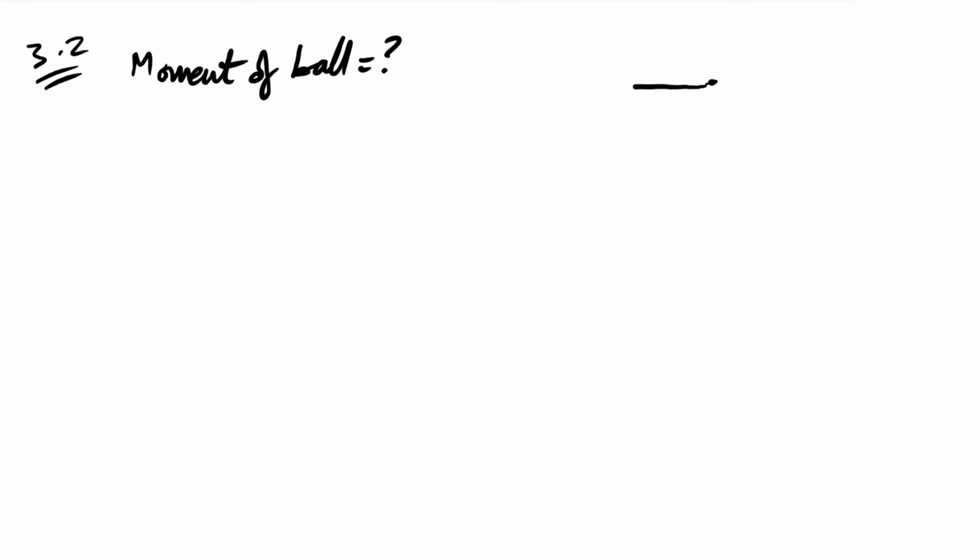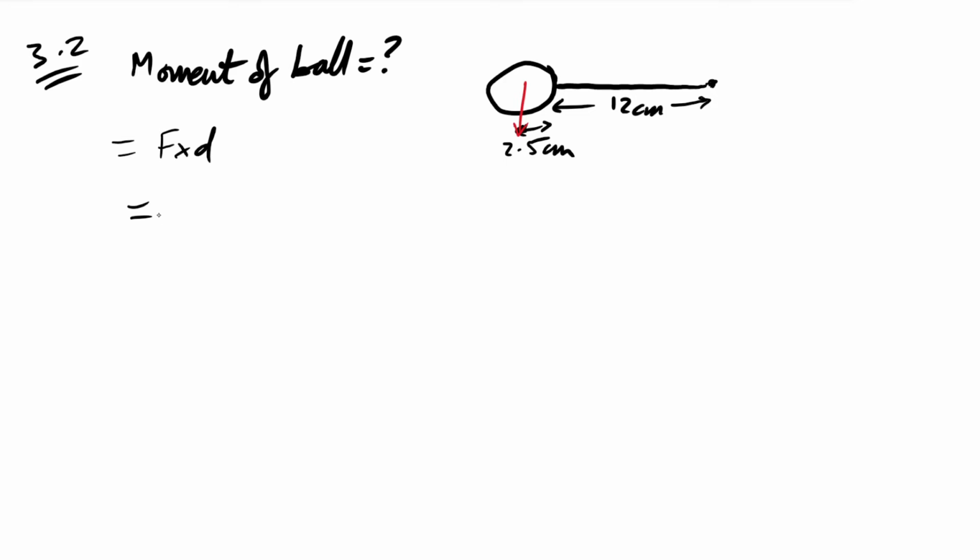So we're being asked to calculate the moment of the ball. There's our pivot, then there's our rod going to the ball. That distance there is 12 centimeters. However, we know that we're going to have to add on 2.5 to get to the center of that ball, because that's where the weight is acting from, the center of mass. Therefore, the moment is going to be equal to force times distance. So that's going to be our 5.2 newtons that we had earlier.